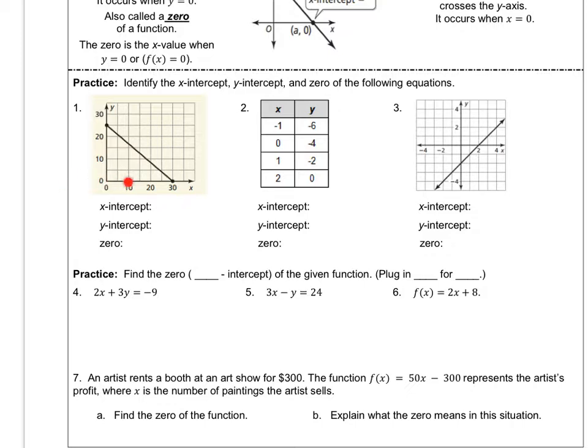Okay, so on number 1, we need to find our x-intercept. So we're going to go to our x-axis, and our line is touching the x-axis at 30. So 30, comma 0. And then our y-intercept, we're going to look on the y-axis, and our graph is touching the y-axis at 25. So 0, comma 25. And then the 0 of our function is where our function is touching the x-axis. The 0 of our function is 30.